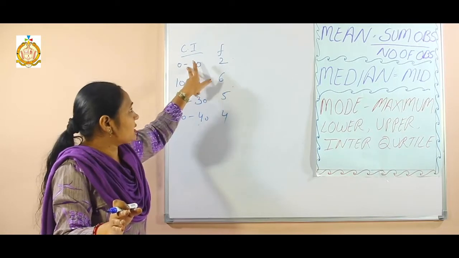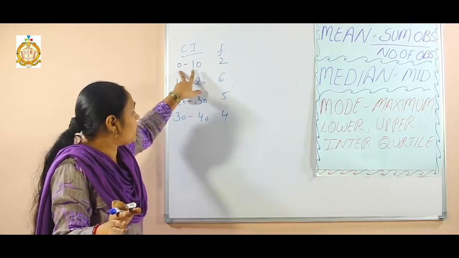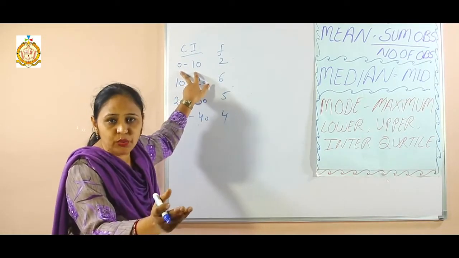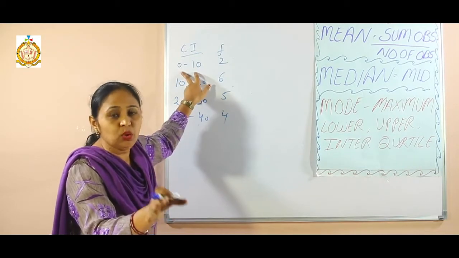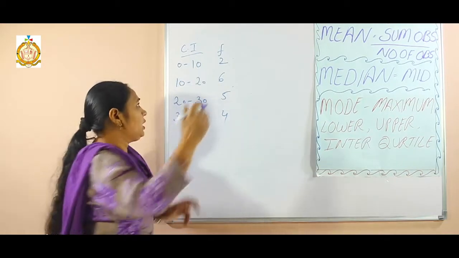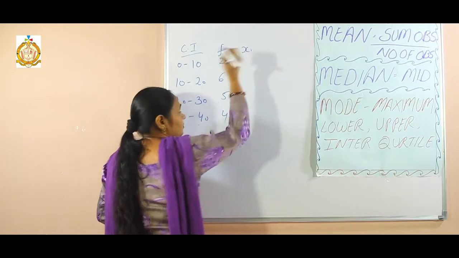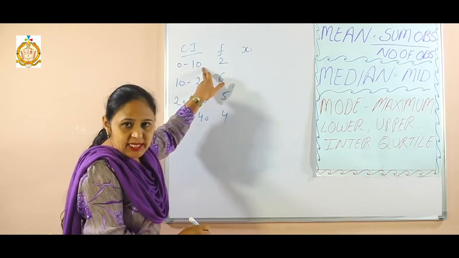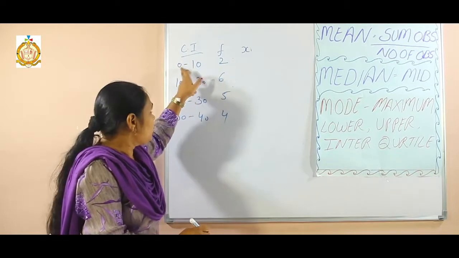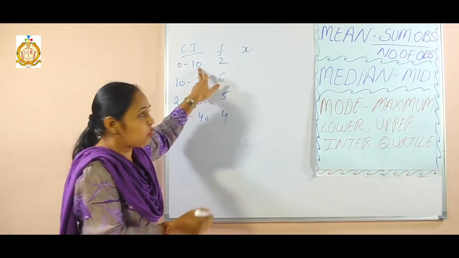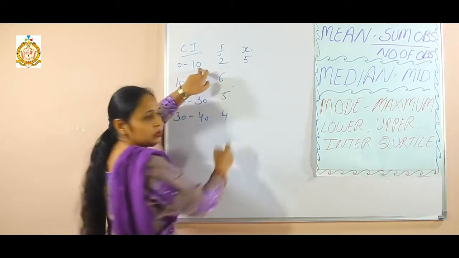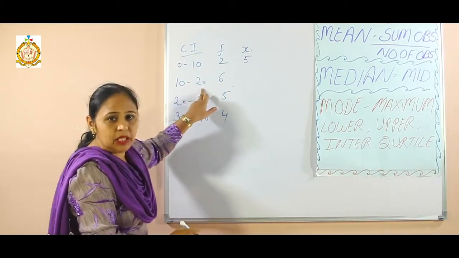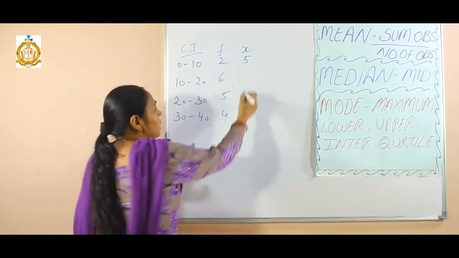Now this is the class interval, this is the same method, because the class interval is there, which value do we have to find? We have to find the mid value, that is the class mark. Now it becomes x. Now how to find it? Just add these numbers and divide by 2. 0 plus 10 becomes 10, divided by 2 becomes 5. Then 10 plus 20 becomes 30, divided by 2 becomes 15.